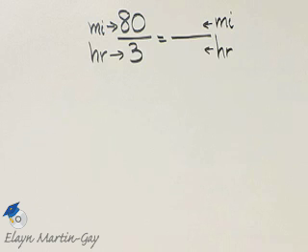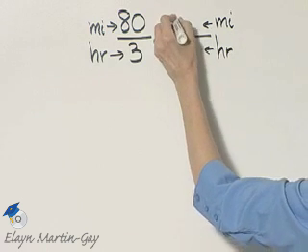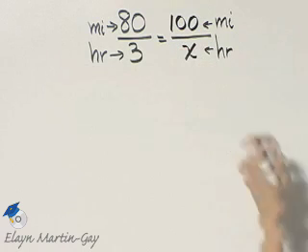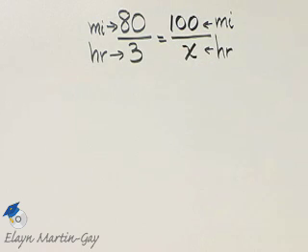We're asked how long will it take to travel 100 miles. So that's miles. That goes in the numerator. How long? We're going to look for hours. That's in the denominator. Now let's move on and let's solve this application.